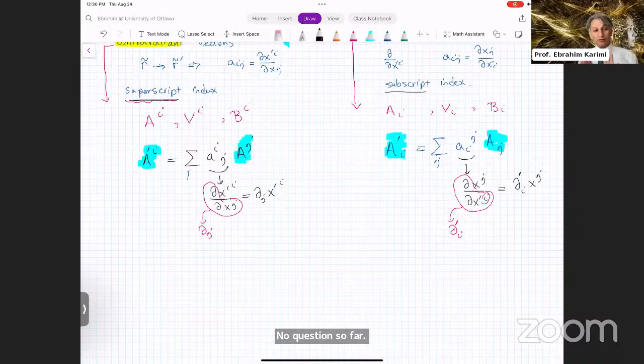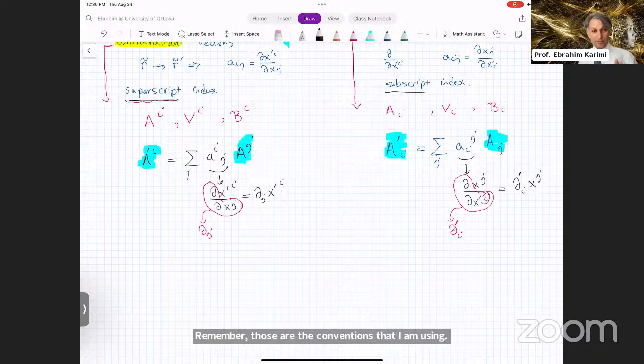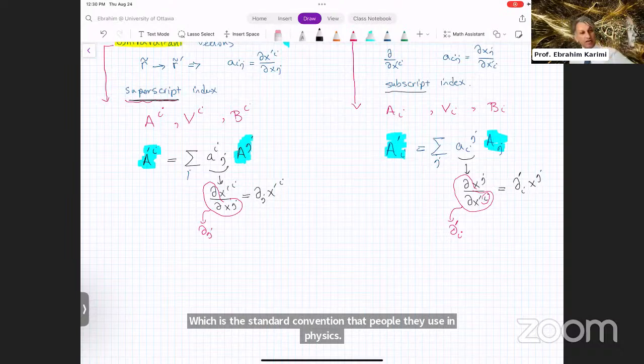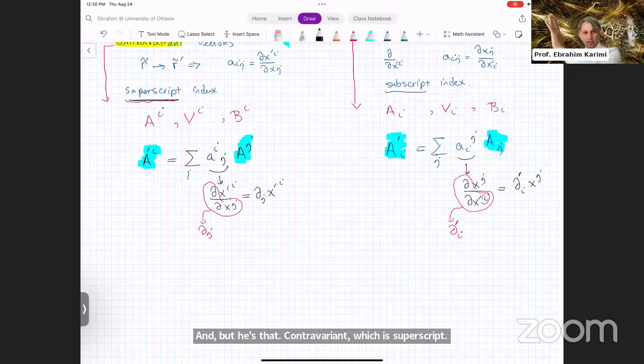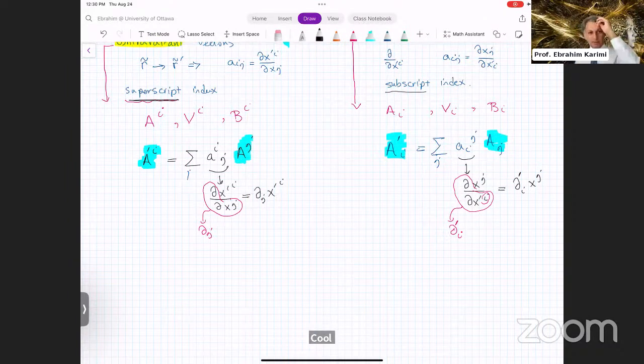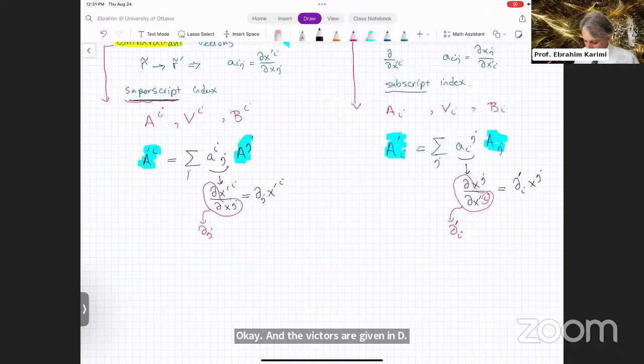Remember, those are the conventions that I am using, which is a standard convention that people use in physics. The contravariant is superscript, covariant is subscript, okay? And the vectors are given in this way. Now I have another convention that you have to learn, which I call the Einstein convention.